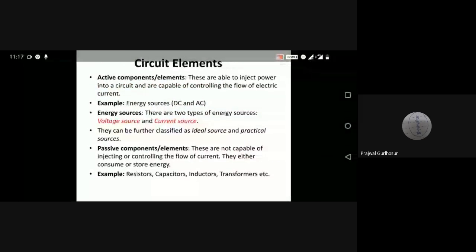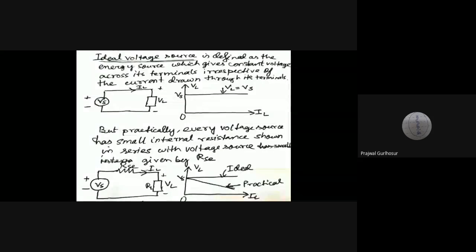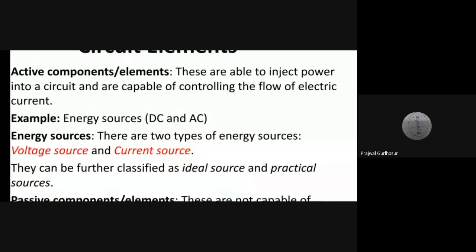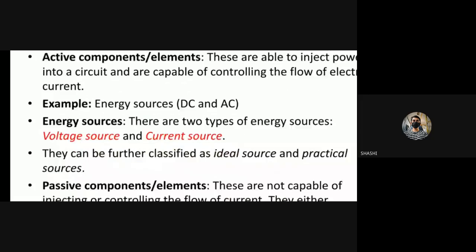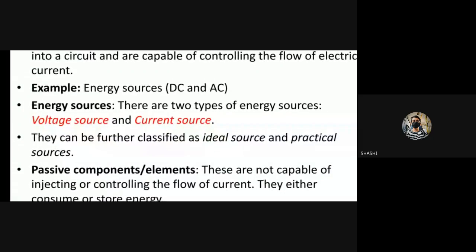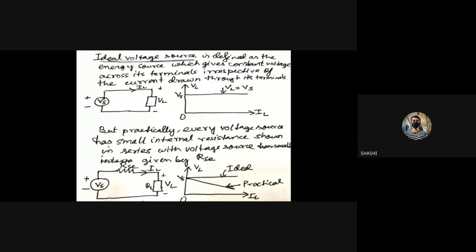Now I'll just go on to the next thing. I told you here, you see that energy sources can be voltage source and current source, and these voltage and current sources also individually can be ideal sources or practical sources. Right, they can be further classified as ideal sources and practical sources. Now here we will move on to the ideal source and practical source.